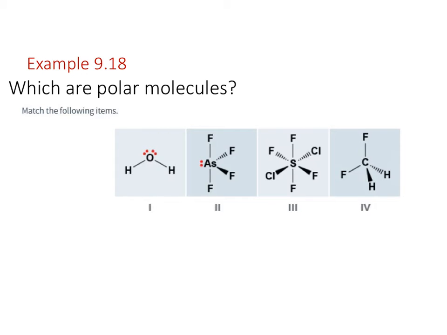I have water. Water is a great example of a polar molecule because, looking at the geometry, it's not linear, it's a bent geometry. Oxygen is more electronegative than hydrogen. So in net, I'm pulling electron density toward the oxygen, and there is an imbalance. I would have a polar molecule.